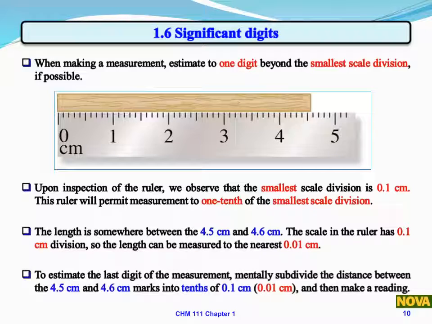Notice that the smallest scale division in the ruler is 0.1 cm. This ruler will permit measurement to 1/10 of the smallest scale division. The length is somewhere between the 4.5 cm and 4.6 cm. To estimate the last digit of the measurement, mentally subdivide the distance between the 4.5 cm and 4.6 cm marks into tenths of 0.1 cm, or 0.01 cm, and then make a reading.